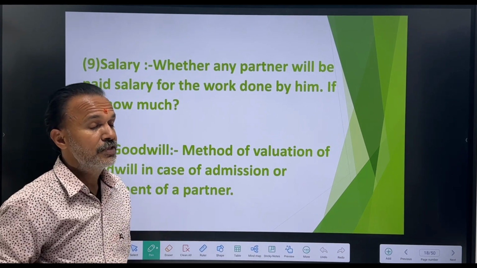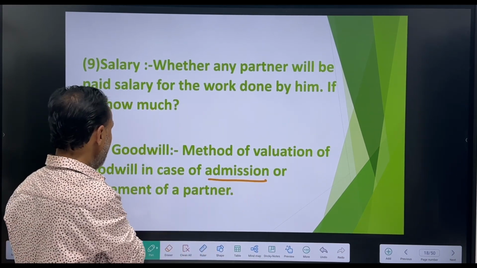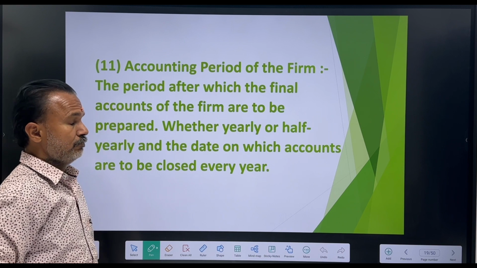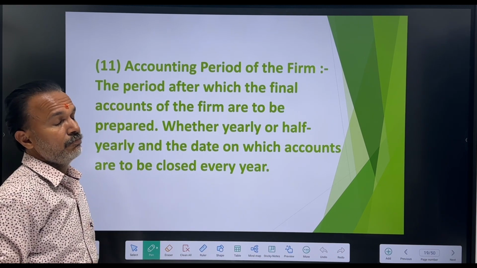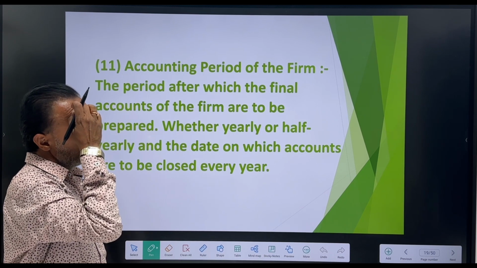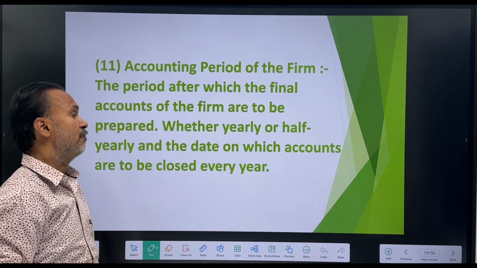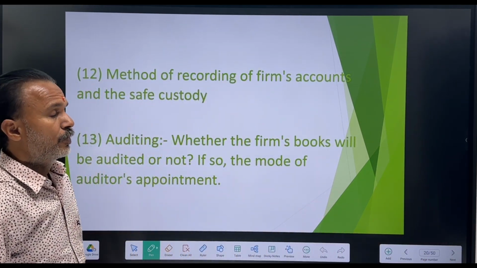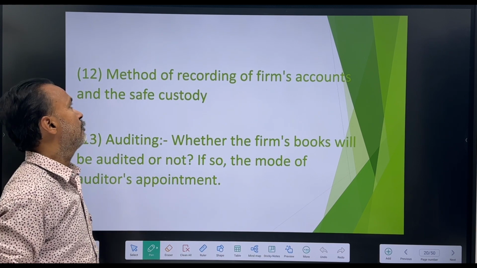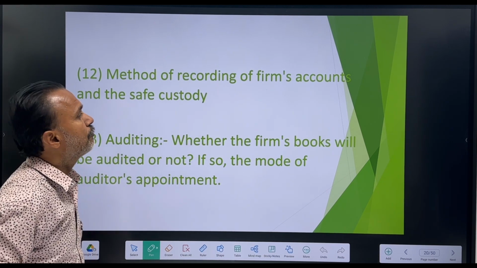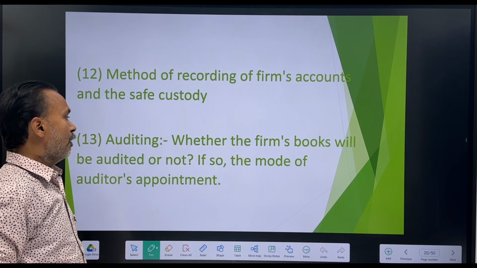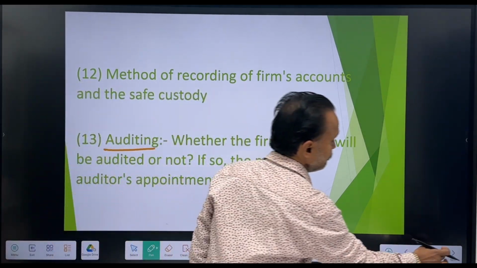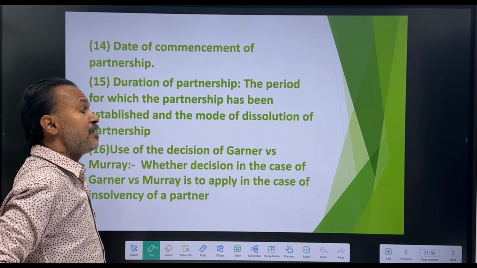Goodwill. What are the methods of valuation of goodwill at the time of admission or retirement of a partner? Next, accounting period of the firm. From which date the firm begins its accounts. This period will be from 1st April to 31st March. Generally, all the firms start their books of account from 1st April and end on 31st March. Method of recording partnership practice. Auditing. Whether the firm's accounts are audited or not. Date of commencement of business.